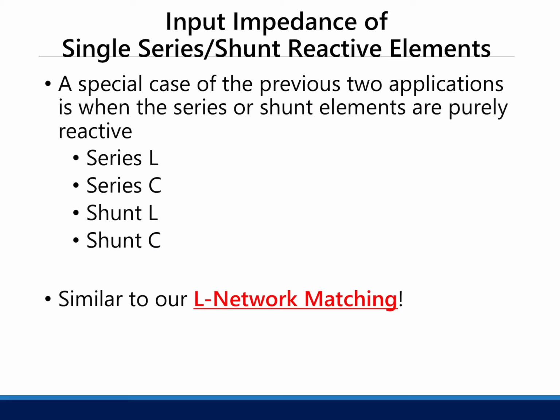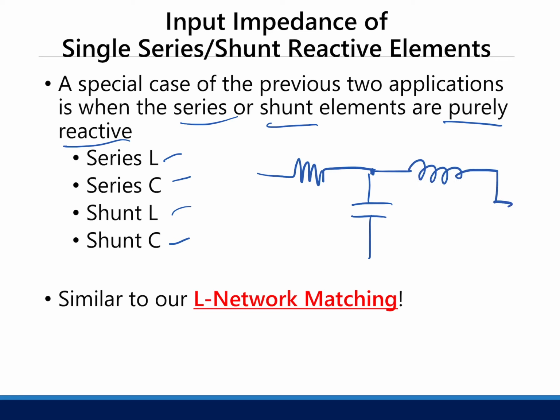Okay, so how do we use it then? A special case of your two applications is when your series or shunt elements are purely reactive. If you have a series L, series C, shunt L, and shunt C. And where do you find that? You can find that when we're trying to match your source resistance to your load resistance. We try to match that.